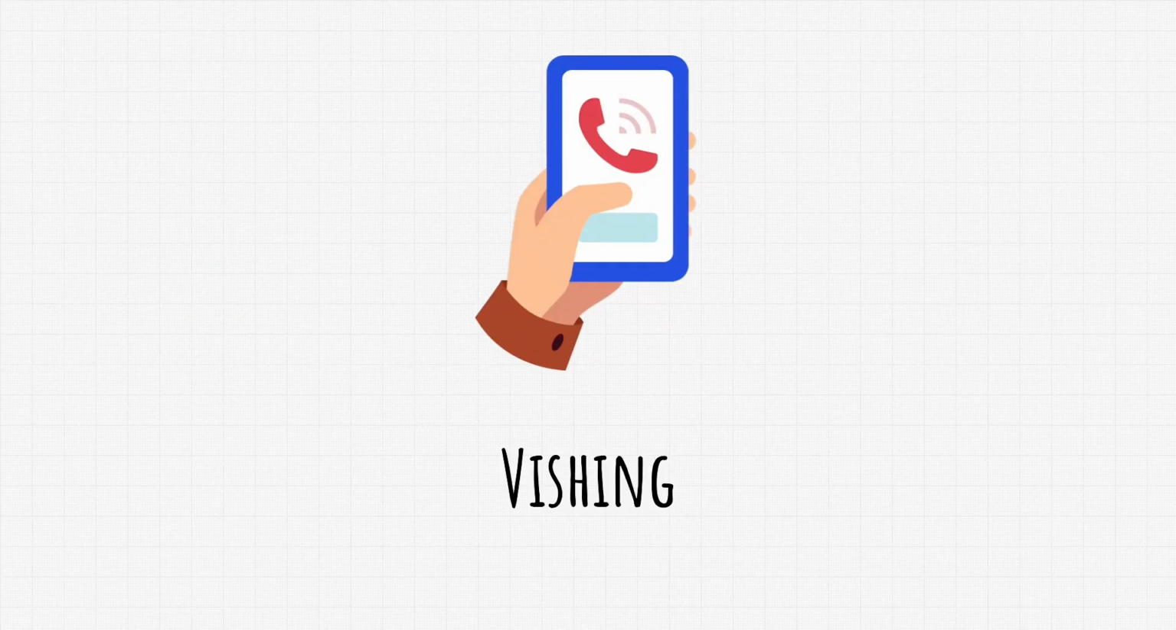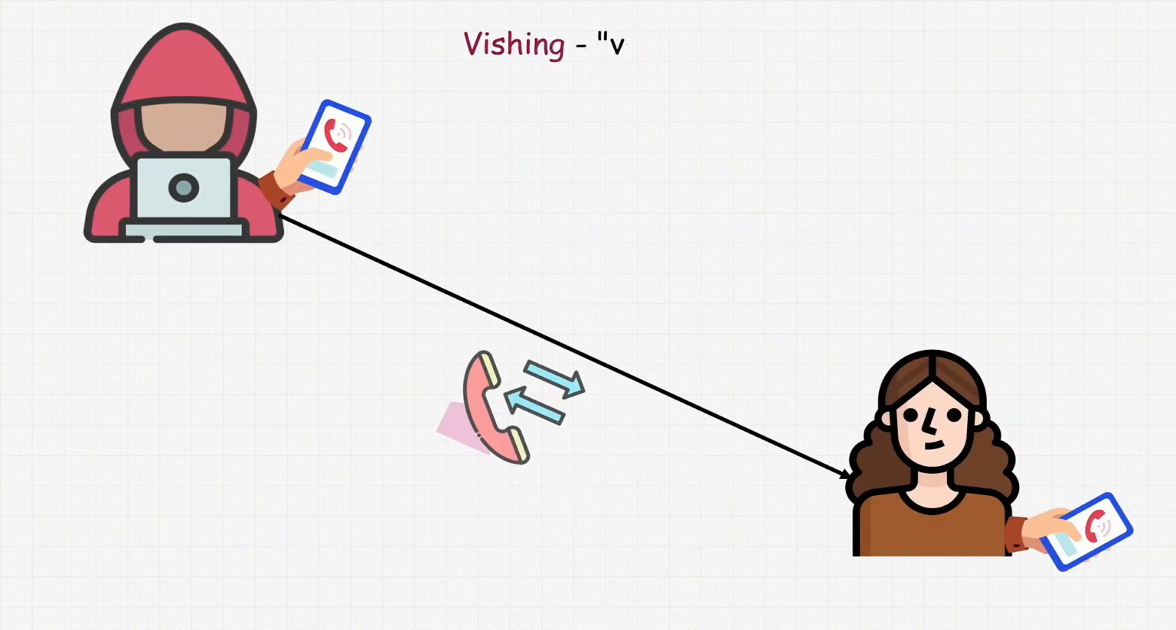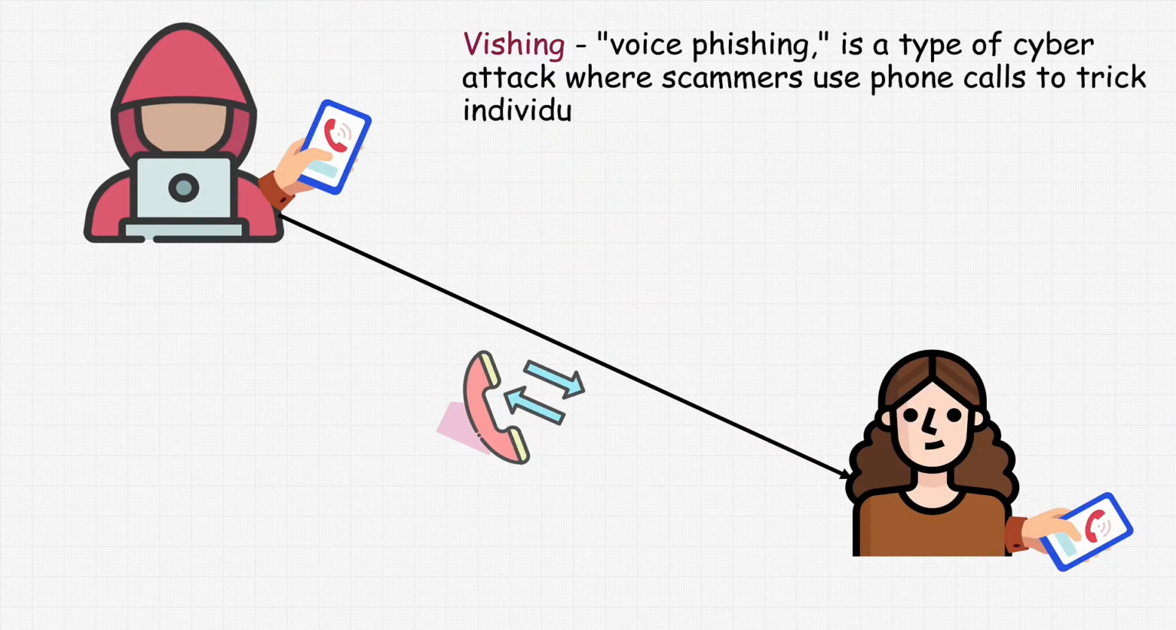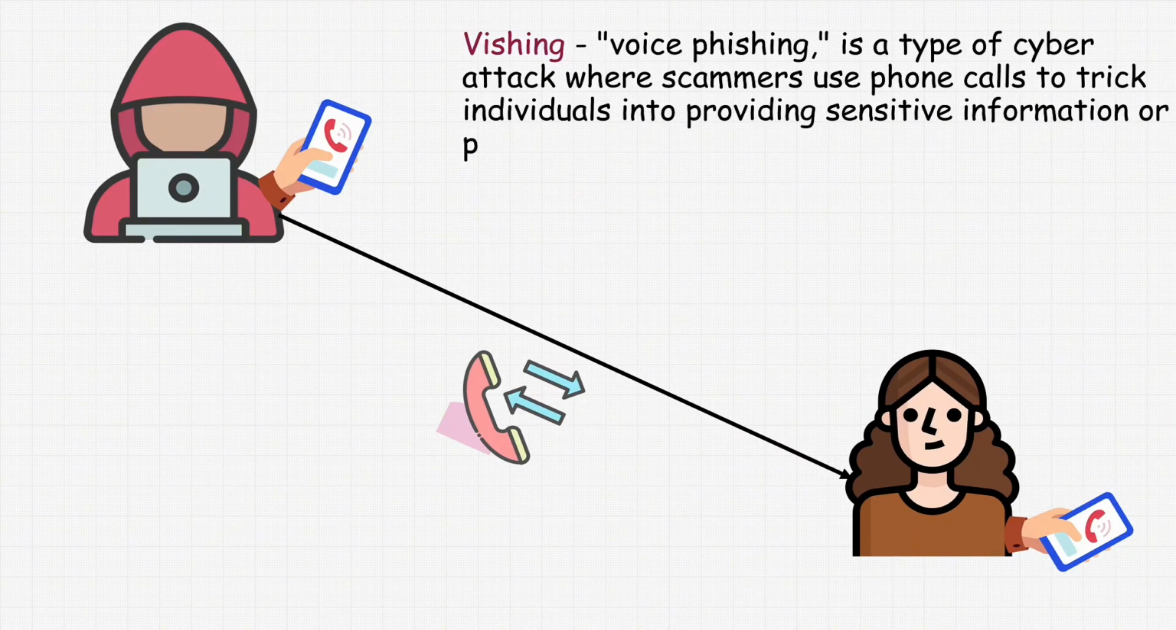Vishing, which is short for voice phishing, is a type of cyber attack where scammers use phone calls to trick individuals into providing sensitive information or performing certain actions. Vishing scams often involve automated phone calls or pre-recorded messages that impersonate legitimate companies, such as banks, government agencies, or tech support services. The purpose of vishing attacks is typically to steal personal information, such as credit card numbers, passwords, or to gain access to sensitive accounts.